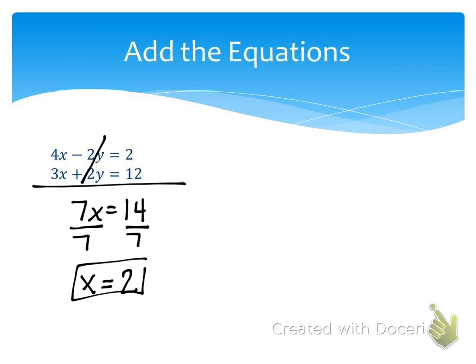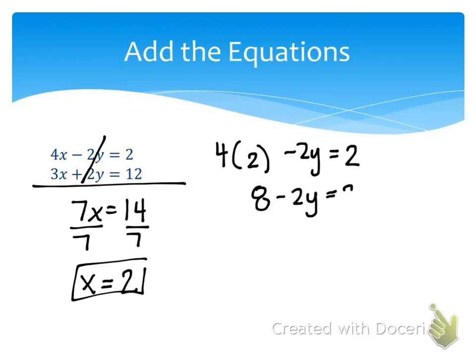X equals 2. Megan, what am I going to do now? Plug it back into either equation. It does not matter which one. Haley, which problem did you plug it into? The first one, okay? So that's what we're going to do. 4 times 2 minus 2y is equal to 2. Elizabeth, what would I do now? Multiply 4 times 2 and you get 8 minus 2.